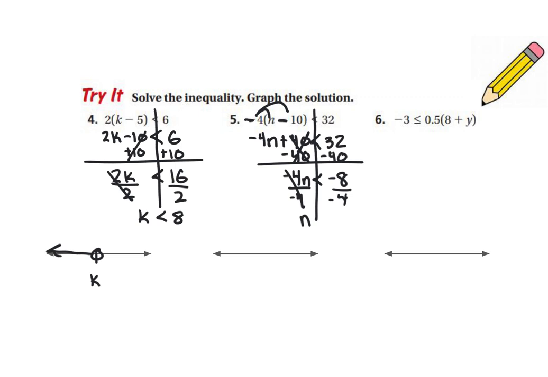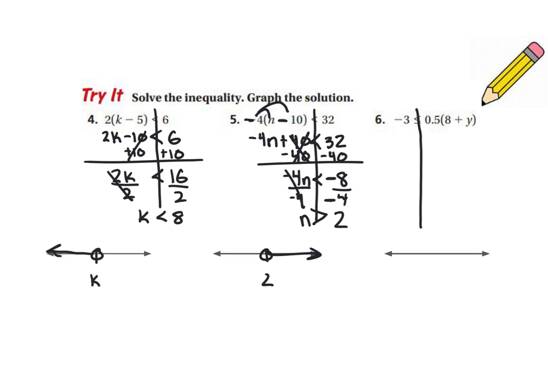We divided by a negative, so we flip the sign. A negative divided by a negative is a positive, and 8 divided by 4 is 2. So n is greater than 2. Open circle pointing to the right for our graph.